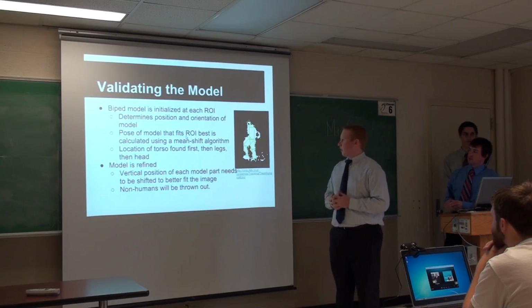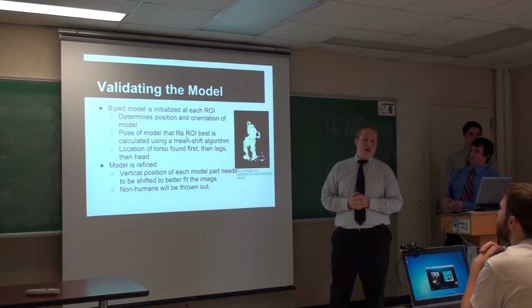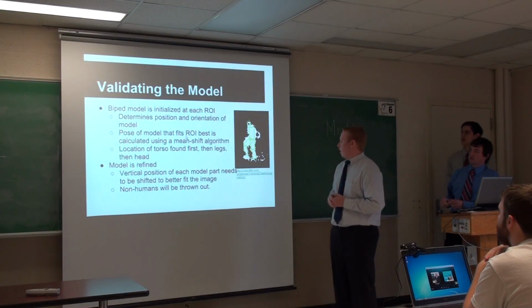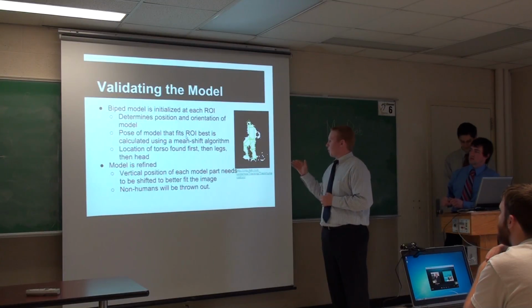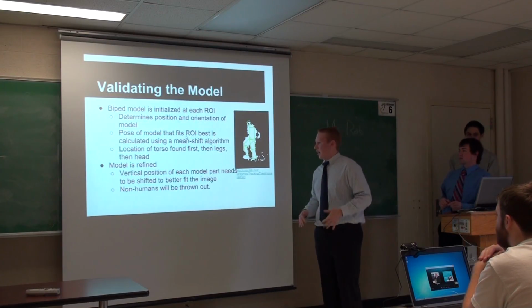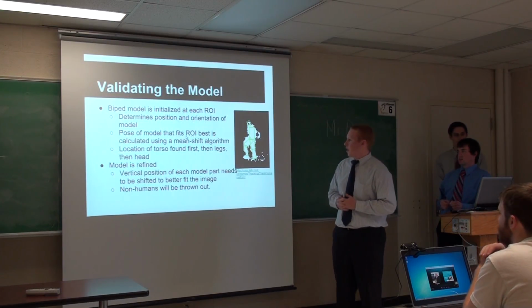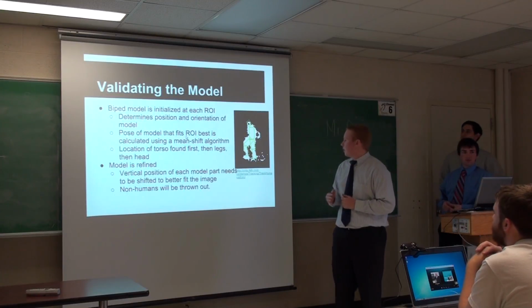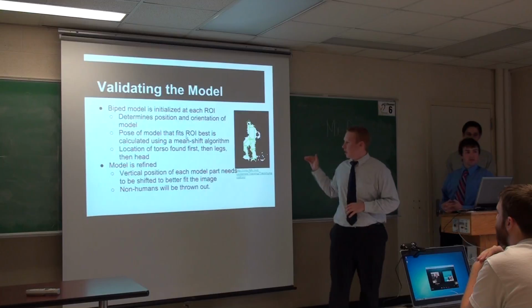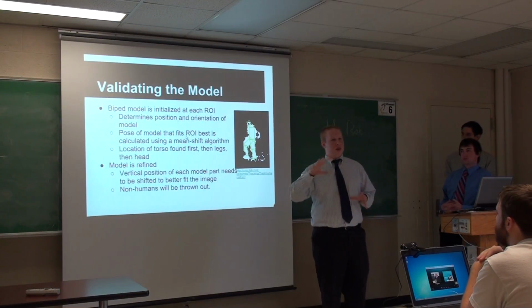And all a mean shift algorithm is, is a very old mathematical formula to find the most dense area in discrete data. They'll do this starting with the torso, because that's usually the widest area in the region of interest, and then they'll do the legs, and then they'll move on to the head. After this, the model is refined. If it is a human in there, usually it's going to be about correct.